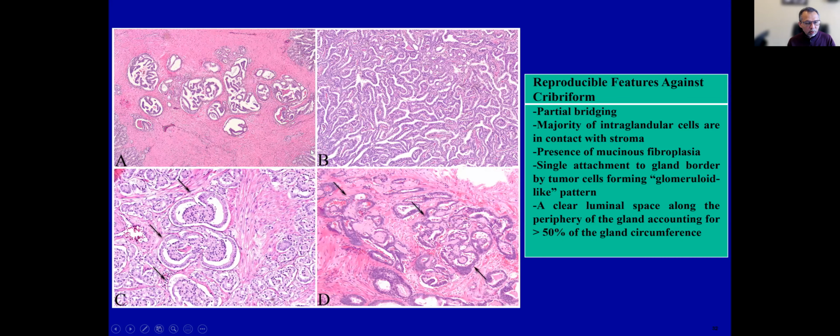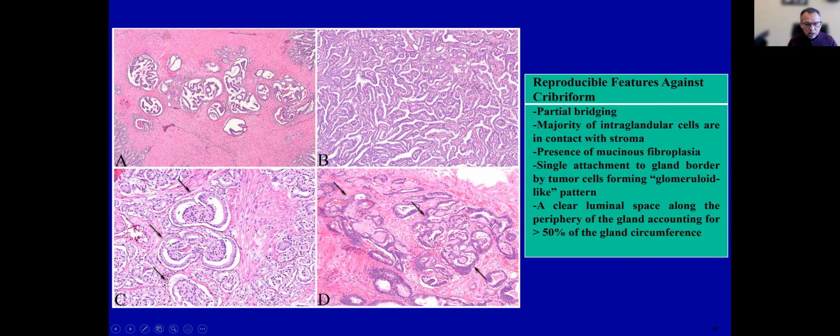Here are some of the morphological features which are reproducible against cribriform cancer classification. In this example, you see partial bridging. So there is a good amount of proliferation creating a pseudo-cribriform architecture, but this luminal proliferation is not end-to-end. There are a lot of missing parts within the proliferation within the gland. So this is classified as a pattern 4, but not cribriform cancer glands.